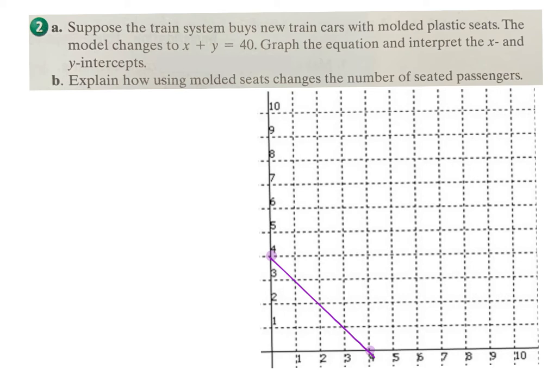How do molded seats change the number of seated passengers? Why did that affect it? On just bench seats, you can squish several kids in there, right? But when they're molded seats, then it's just the number of people that fit in that seat, period. It doesn't matter if they're small or big. It's not going to hold a different number of people.